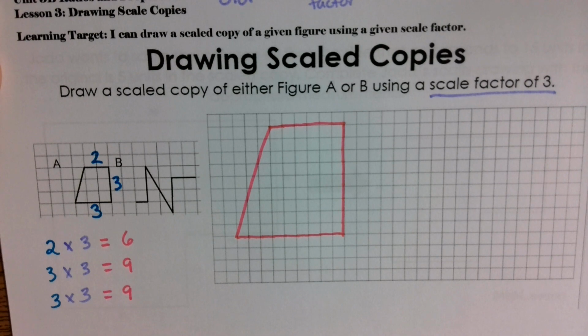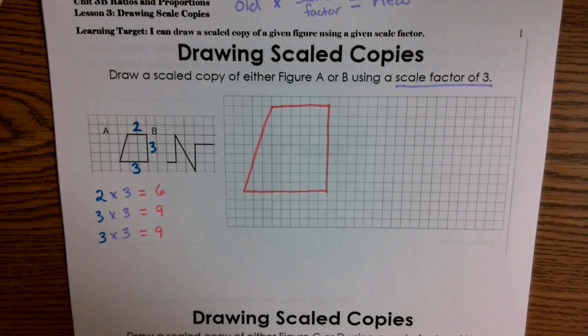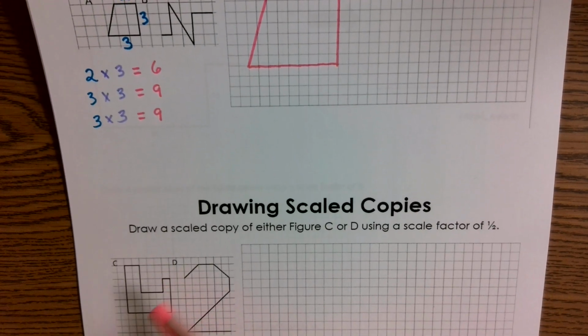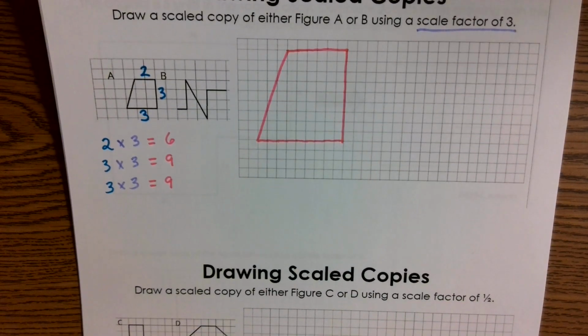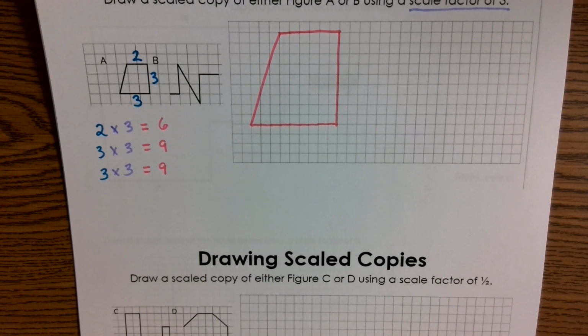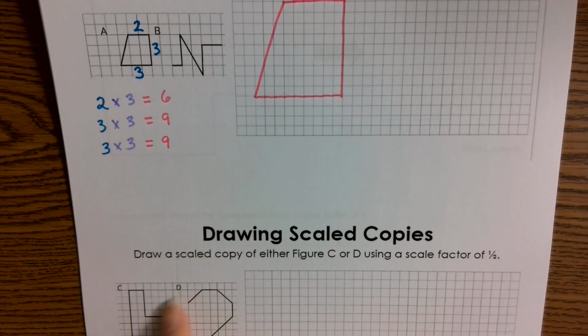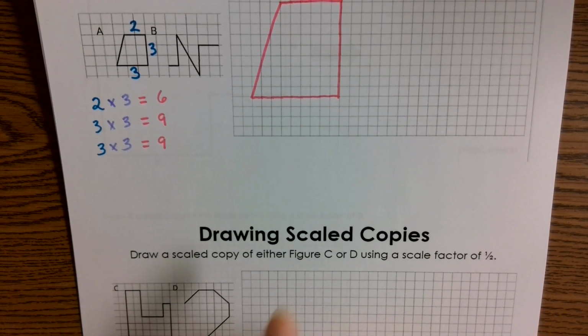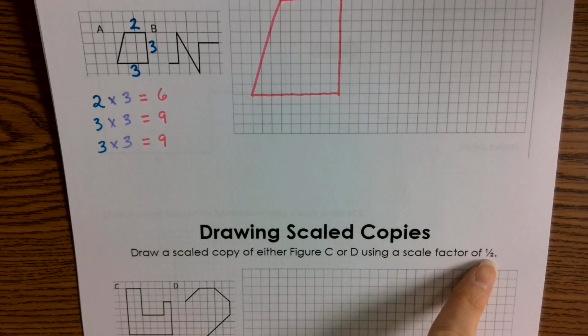Okay? What I want you guys to do is go ahead and do a scaled copy on the next one, for C. Do that one on your own. Identify the measurements for each of the side measurements that you've got, and then multiply them by your scale factor of 1/2. That means you're going to take half of it.